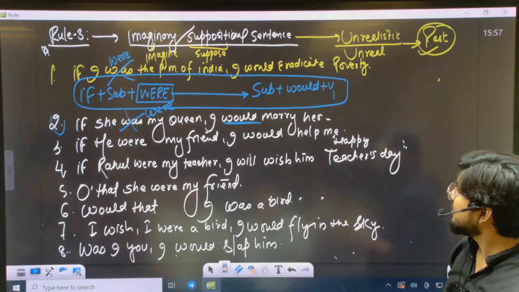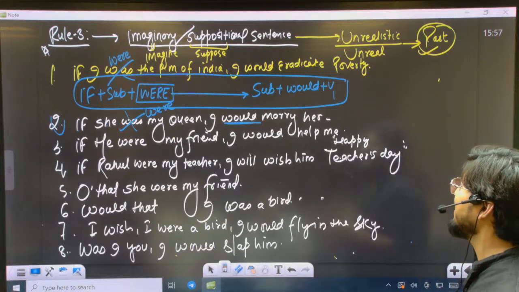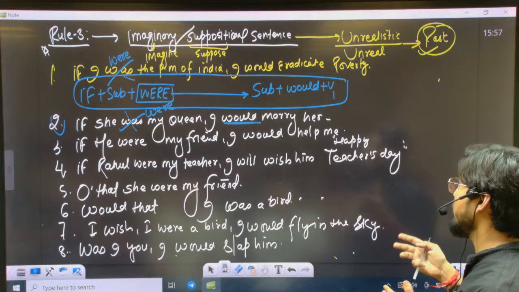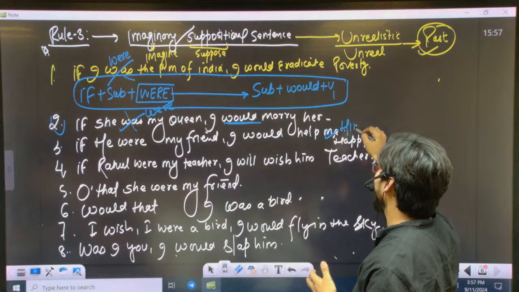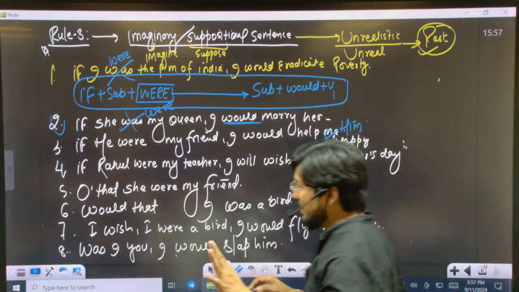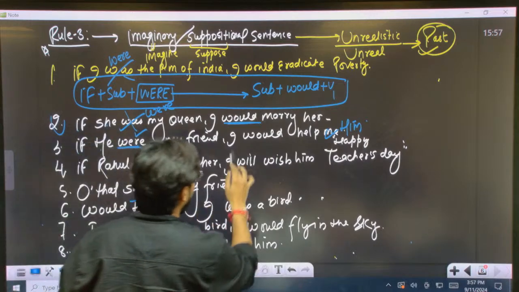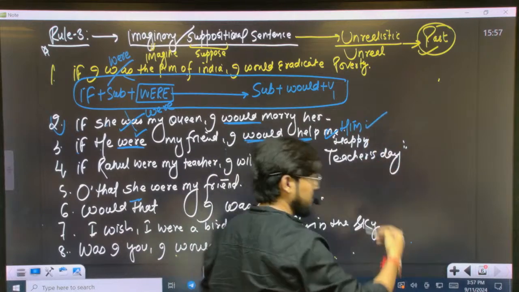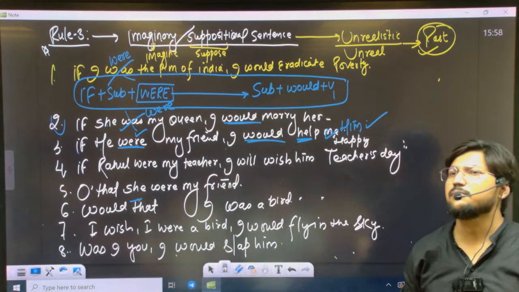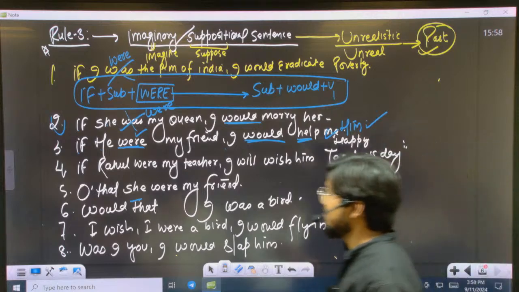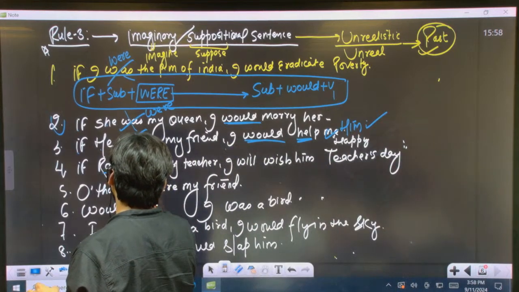Question number 3. If he were my friend, I would help him. So sentence correct or not? If he were my friend, I would help him. Question, if Rahul were my teacher, I would wish him Happy Teacher's Day. If Rahul were is also correct.